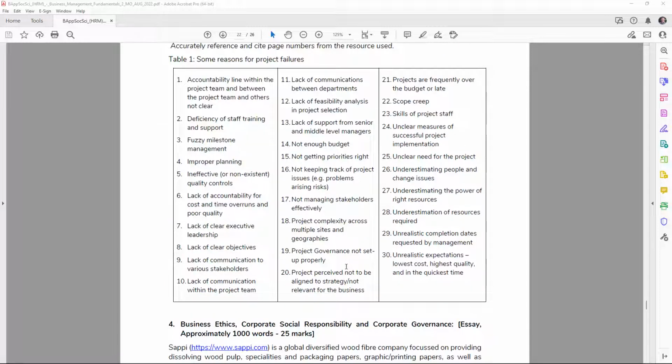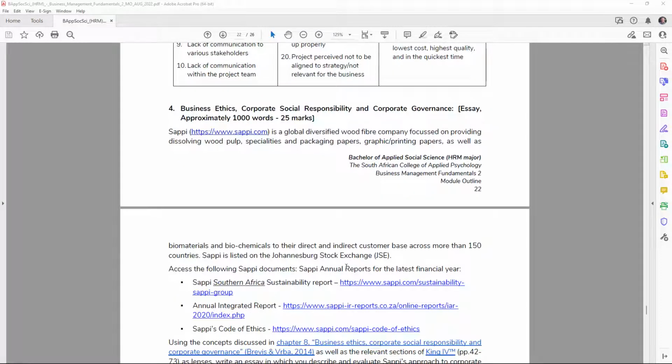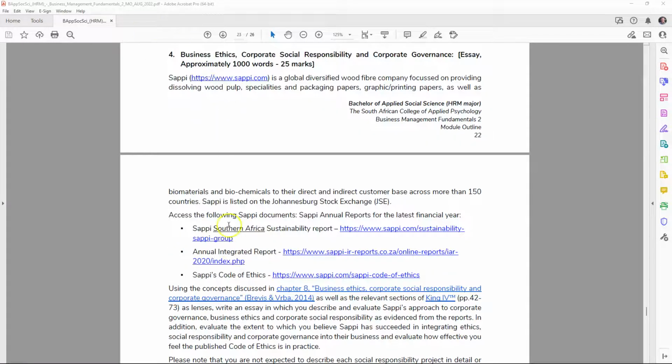So that's the project management question. And then the last question is also quite an extensive one. You've got 1,000 words for that. It's around sessions 8 and 9, around business ethics, corporate social responsibility, corporate governance, and so on. So you would be presented here with the SAPI information.